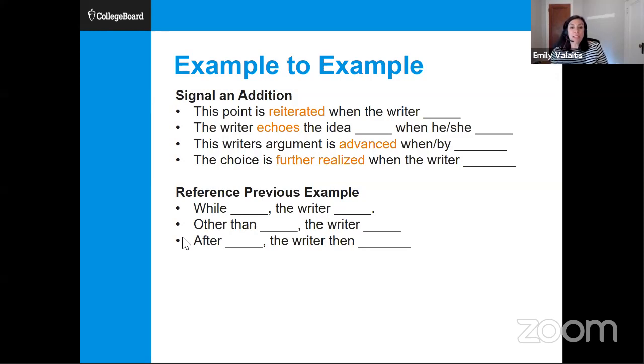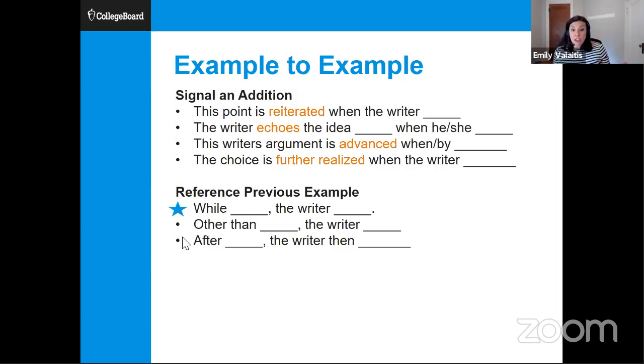So I recommend using any kind of language that will signal an addition. Verbs like reiterated, echoes, advanced, or further realized show that that new example is going to build upon what we already know. So it's going to indicate a relationship without the generic "another example is when." Another way you can do this is to provide a brief reference to the previous example. That will help to add some cohesion from one example to the next. It's going to create a bridge between those two examples. But I would say that the trick is to make sure you keep it brief. Just a few words, like this.